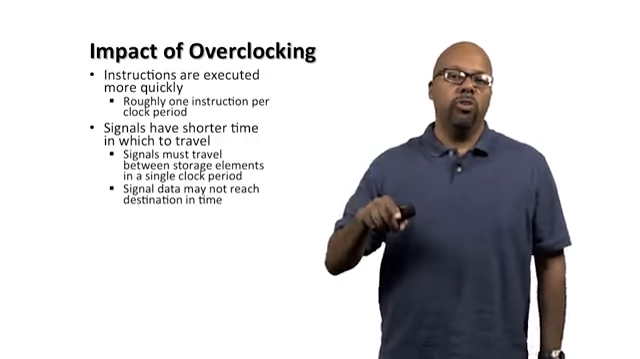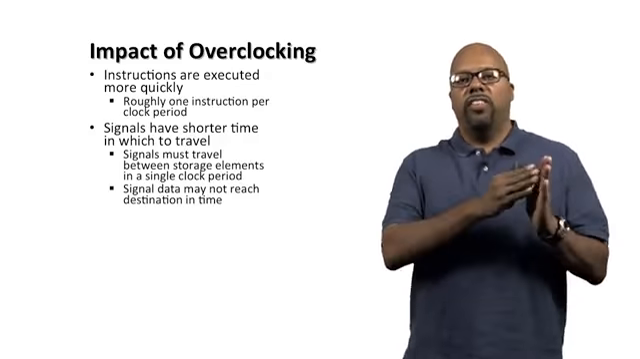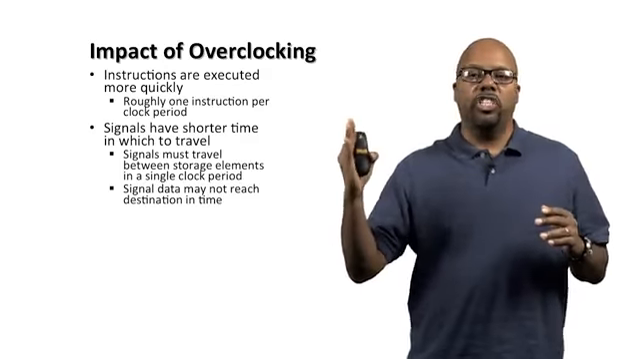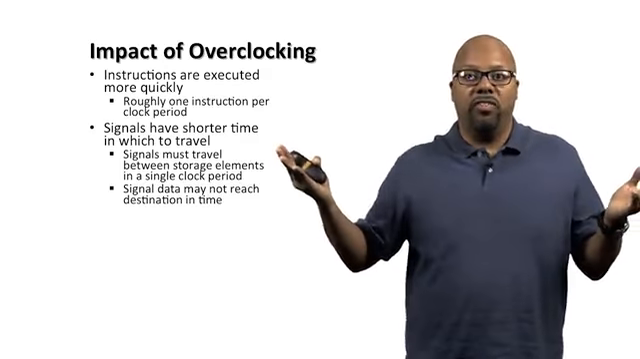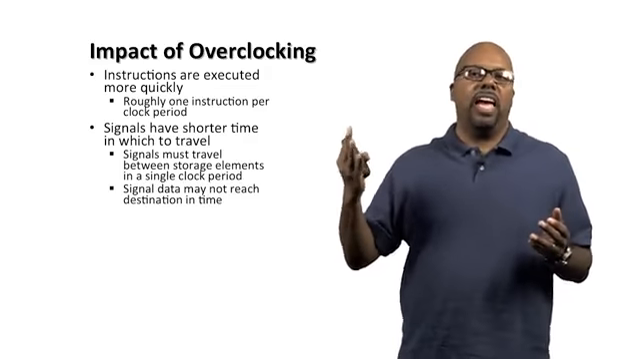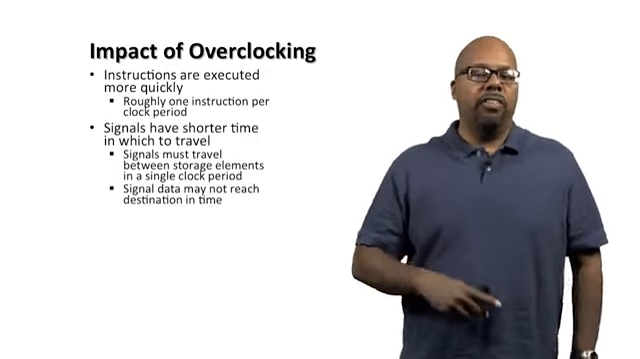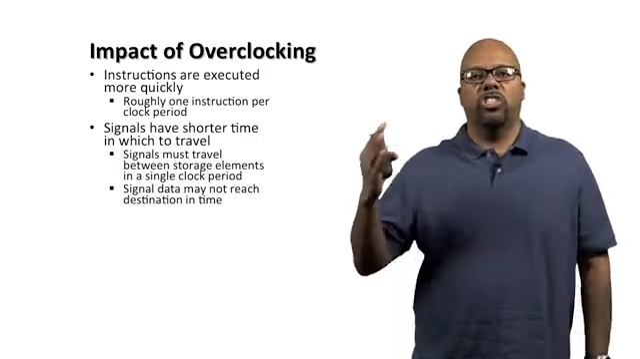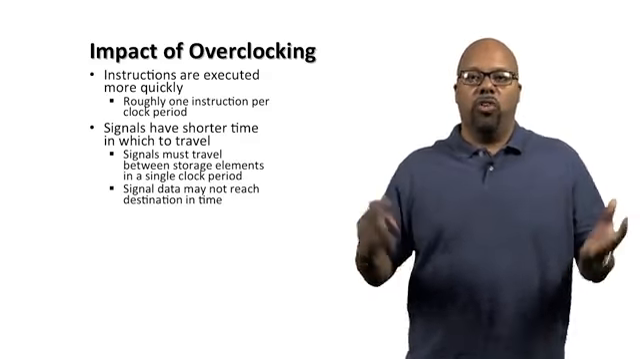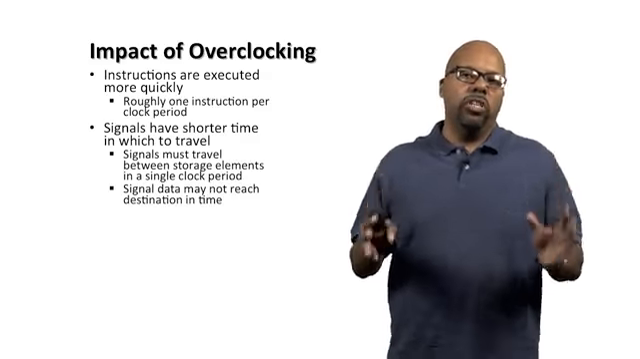If you decrease it too much, then the signal will not reach its destination by the time the next rising edge happens, which means that the register that's supposed to have the result of the add, for instance, will not have the result of the add in time. It'll have some old result. And when that happens, the whole machine fails, right? Registers start getting wrong numbers and you get a crash. So that's the risk of overclocking.